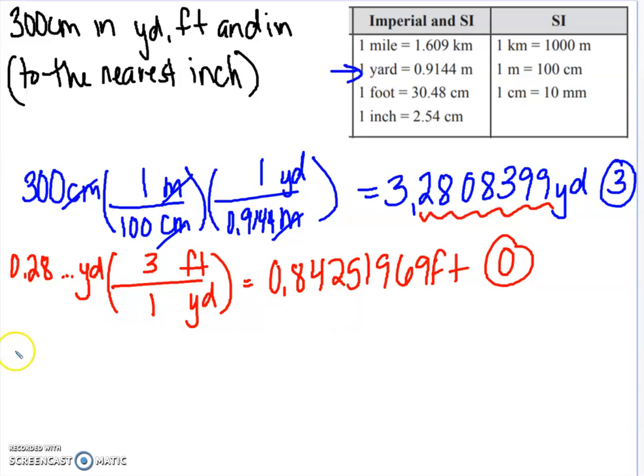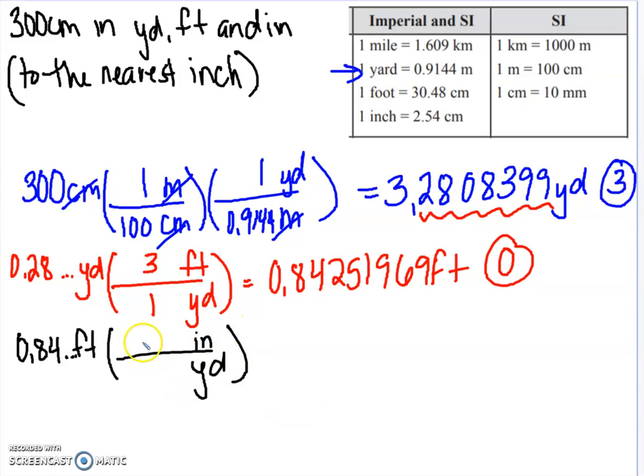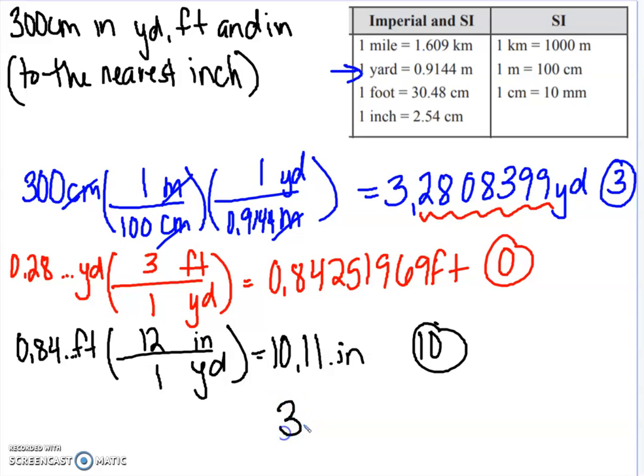So again, we're looking at having no feet, so 0 feet. And I'm going to take what's left over. And again, I'm putting that dot, dot, dot, but in my calculation, I will include all of it. I'm going from feet to inches. So I'll multiply this by 12, and it does indicate to the nearest inch. So I'm getting 10.11, and it goes on, inches. So I can round that to 10 inches. So my final answer is 3 yards, 0 feet, and 10 inches.